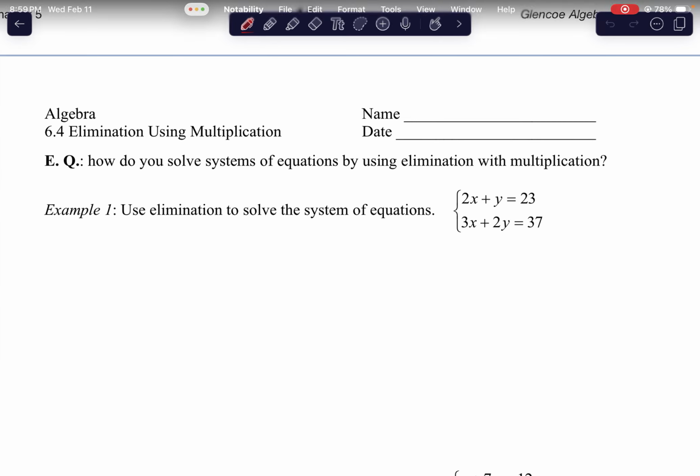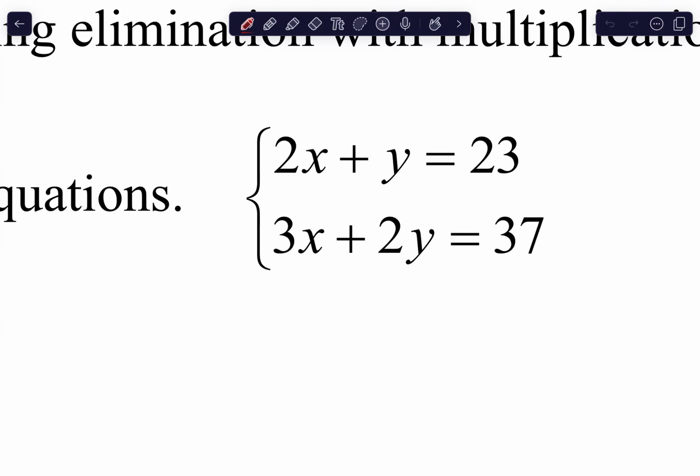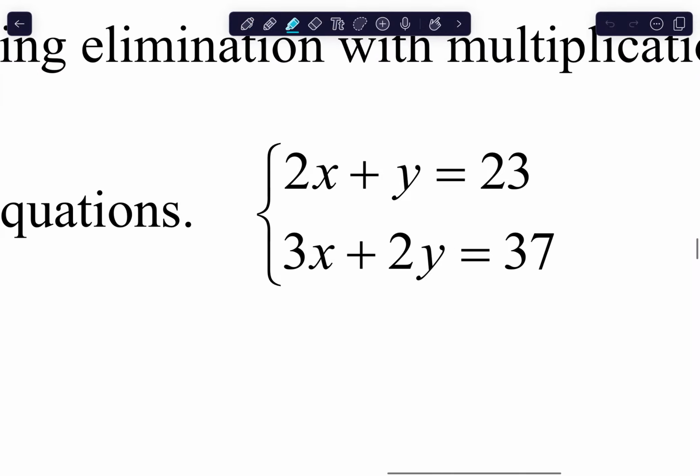Okay, so today's lesson is an extension of what we did yesterday on elimination. But today, if you notice, when we look at our system of equations, I don't have anything that is alike or different. So my 2x and my 3x, they are not the same or opposites. My y and my 2y are also not the same or opposites. So what we have to do in this case is we have to create these terms.